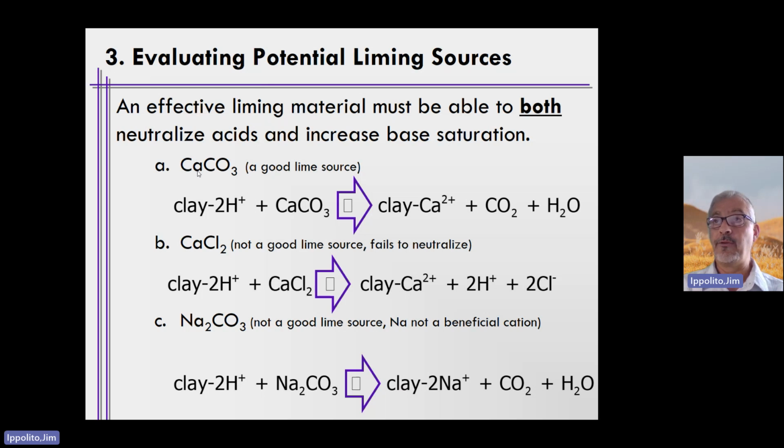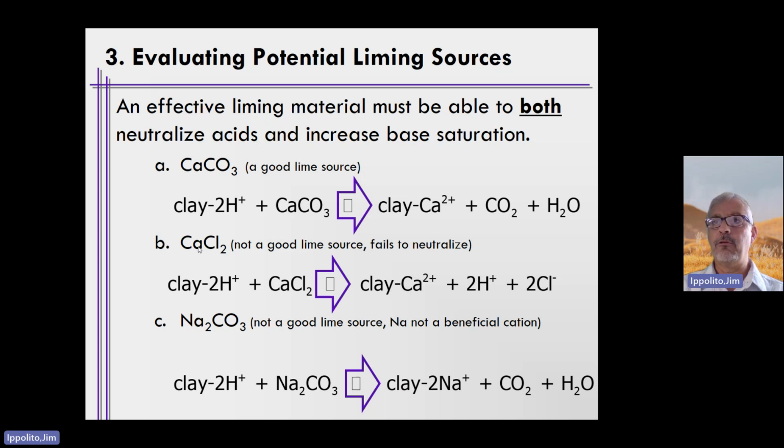And this is a great liming source. Calcium carbonate will readily dissociate in soils and replace the free hydrogens and aluminum on exchange sites. And this is the final product. Calcium replaces hydrogen in this example, and that reacts with the carbonate to form CO2 plus water. There is no acidity on the right-hand side. It's gone. And we replaced the hydrogen with a base, which increases the base saturation of the soil.